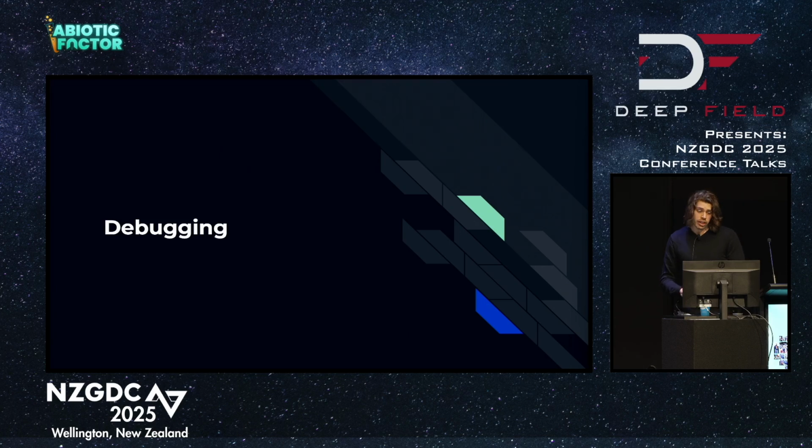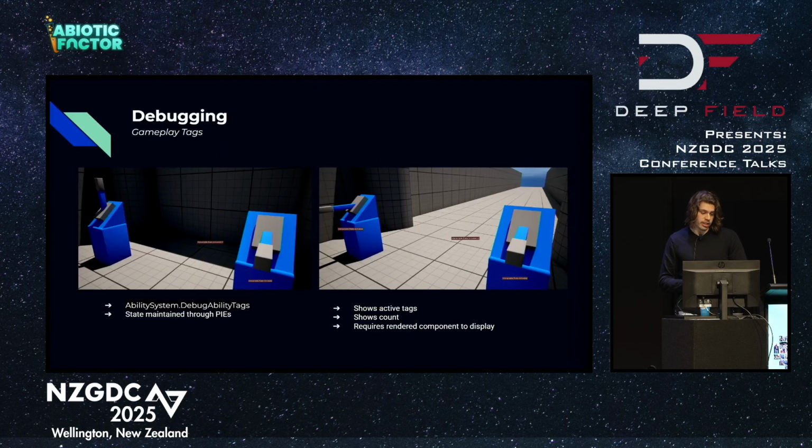Yeah, and then some quick debugging tips. There's this command, which is very helpful for showing in world the current tag count or tags that exist. This tag, once you turn it on in the editor, will stay on. You don't have to turn it on each play. It will show the count, but it does require an active component being rendered for it to show up. That's how it works by default.